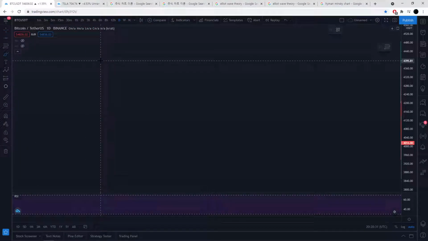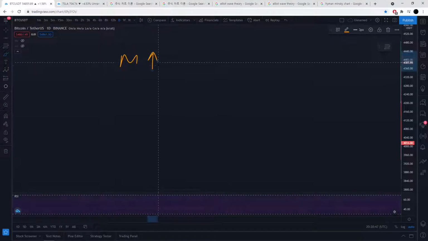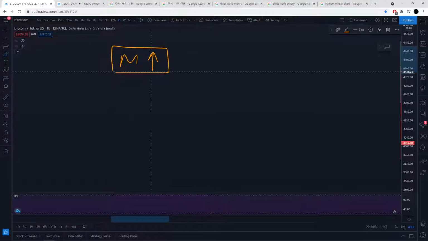So how can we use it? We can use it best in major coins and major stocks such as Bitcoin, Ethereum, Tesla, Apple, and so on. The major ones with the highest trading volume, or the Nasdaq, and so on.